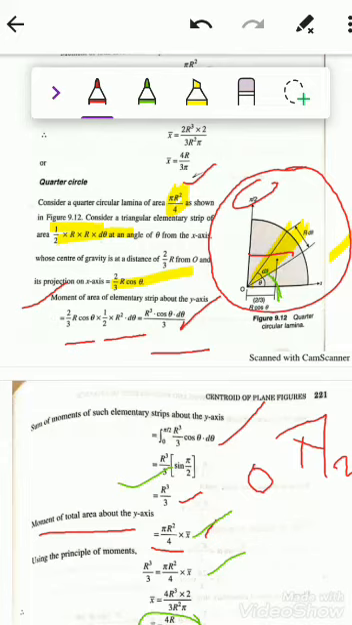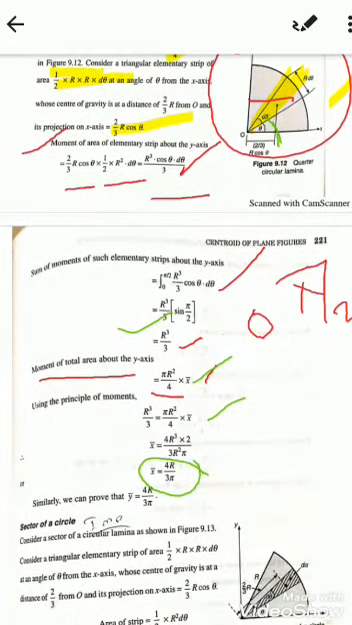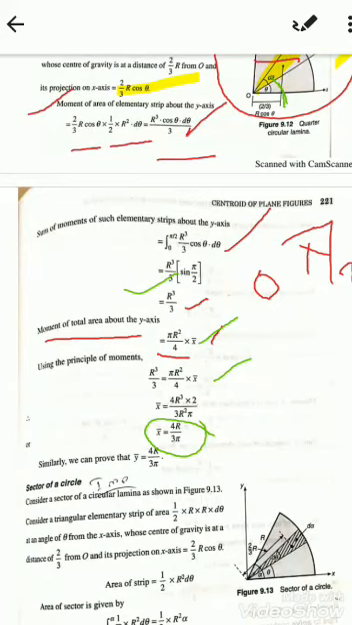Just equate the equation. Then you will get the centroidal values of x bar and y bar. No need to calculate the y bar. Just calculate x bar, and similarly you have to write the y bar value here. Just the x bar calculation is enough. So try to solve or derive this equation by referring to your textbook.